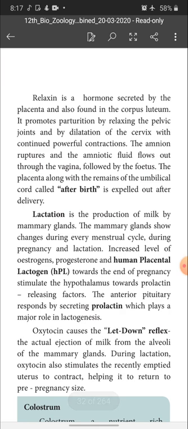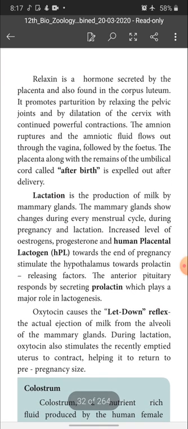Next, relaxin is a hormone secreted by the placenta and also found in the corpus luteum. It promotes parturition by relaxing the pelvic joint and by dilation of the cervix with a continued powerful contraction. Okay, what is the function? See, oxytocin promotes the powerful contraction and relaxation of the uterus at the time of childbirth.